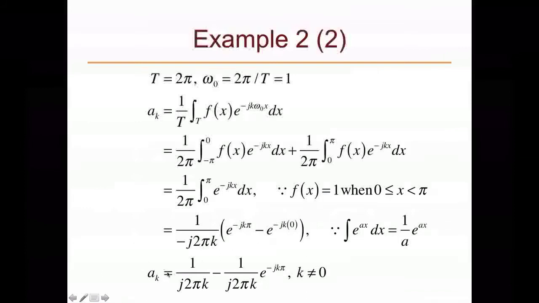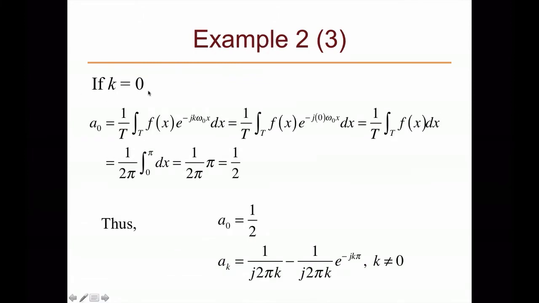So we have a_k equals 1 over j2 pi k minus 1 over j2 pi k e^(minus jk pi). This equation is applicable only when k is not 0, because if k equals 0, this would become infinity. So we have to determine another coefficient when k equals 0.